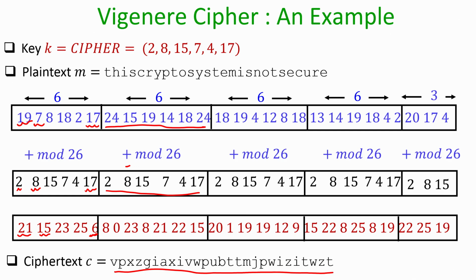At the receiving end, the receiver is also going to perform the same operation. It will divide its ciphertext into blocks of 6, and in this case the last block will consist of 3 characters, interpret them as symbols in the range 0 to 25, and then subtract each of the key characters modulo 26 to obtain back the plain text. That is the way we perform the encryption and decryption operation in the Vigenere cipher.